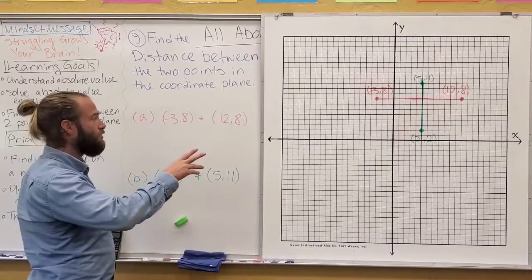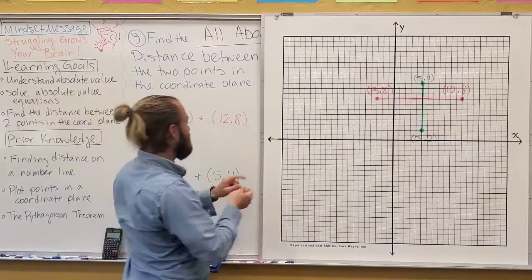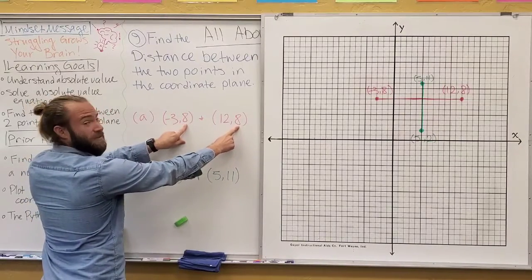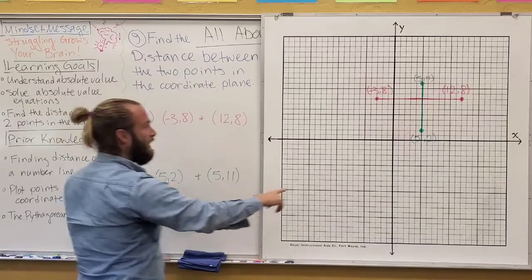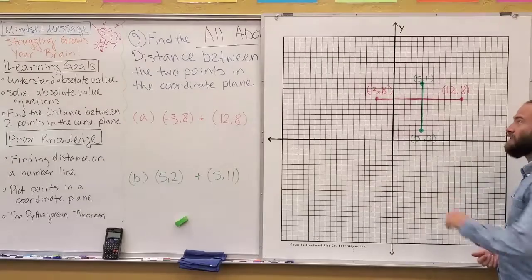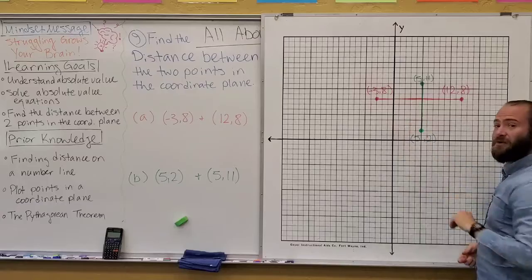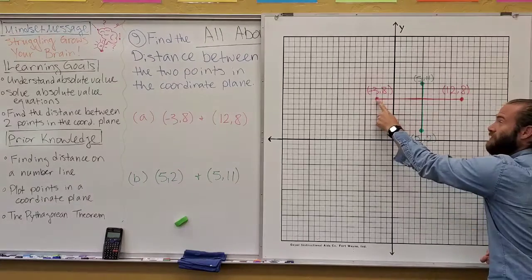So if you plotted these points, or if you look at them, one thing you notice is that they share a coordinate. This pair shares a y coordinate, but this pair shares an x coordinate. And if you notice, some of the problems we've been thinking about recently, we've realized if they share a y coordinate, they're on a horizontal line with each other. That makes the distance really easy to find because you can literally just count.